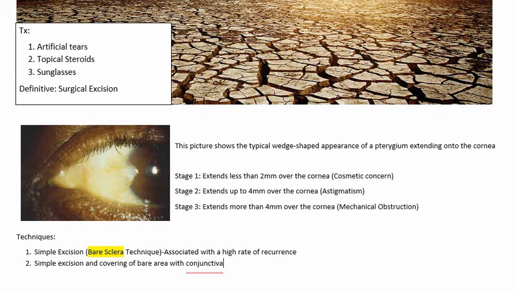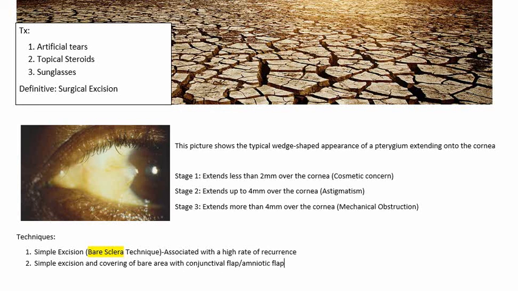इसलिए we prefer to use the second technique, जिसमें simple excision के बाद जो पीछे bare area बचता है ना, that is covered with a conjunctival flap. Not necessarily with a conjunctival flap, an amniotic flap can also be used for this purpose. Alright, so this is important.